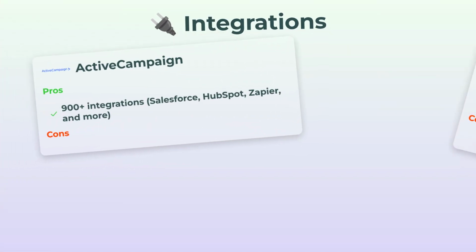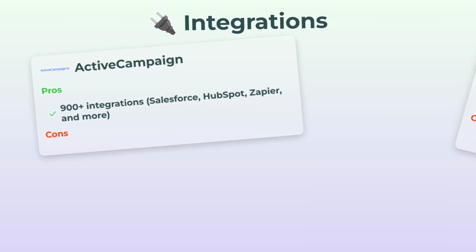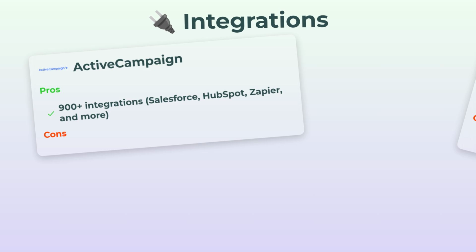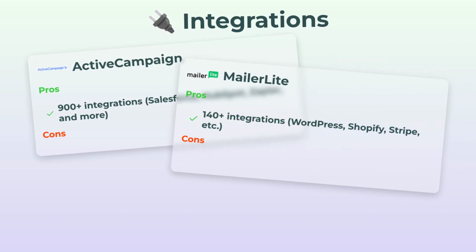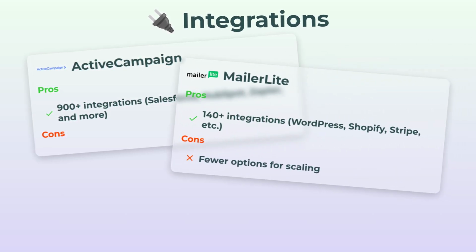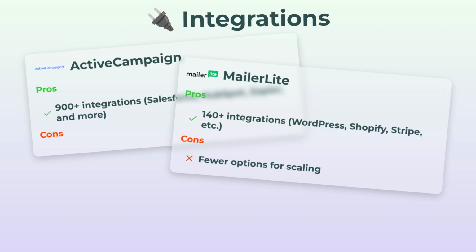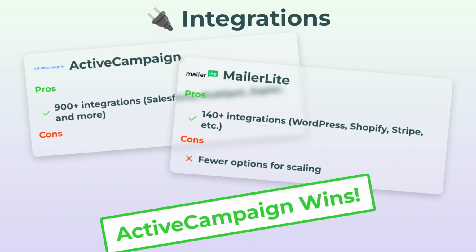Integrations. This is fun. ActiveCampaign has like over 900 integrations. Salesforce, HubSpot, Zapier, your favorite pizza place? Okay, maybe not that last one. MailerLite gives you 140 plus. Still decent. WordPress, Shopify, Stripe, all the essentials are covered. But if your business needs a ton of connections, ActiveCampaign is the way to go.